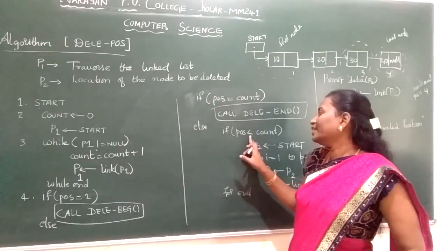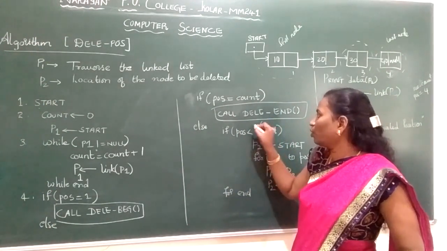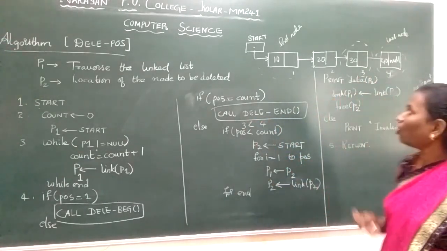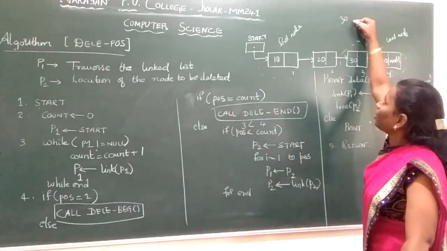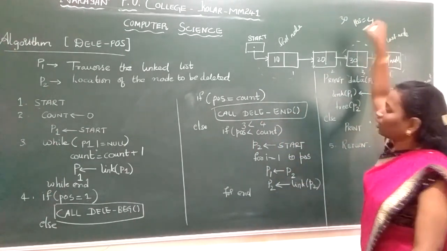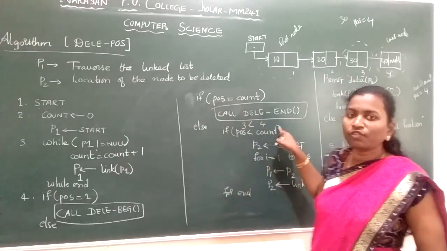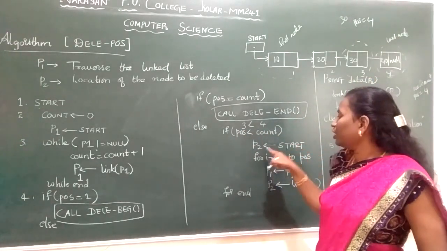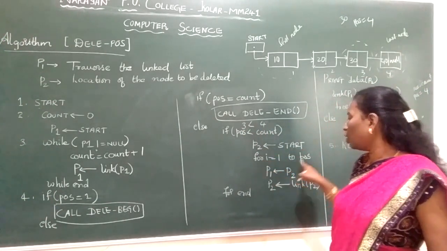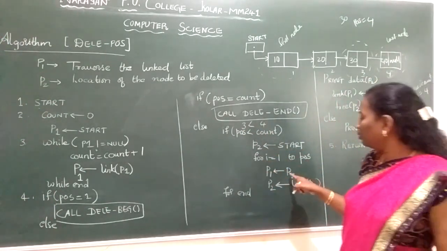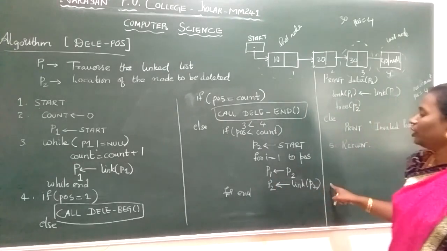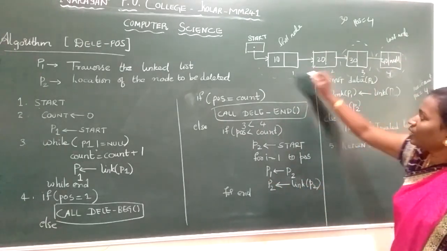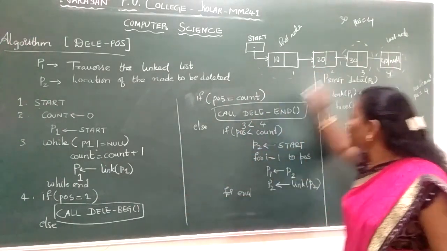If position is less than count, for example my count is 4 and the position where I want to delete is 3. 3 is less than 4. I want to delete the element at position 3. Now start is given to P2, and I use a for loop. Again I change the link of P2 and give it to P1. So these two conditions will not apply, because the condition fails. Here it is not the beginning, and here it is not the ending.